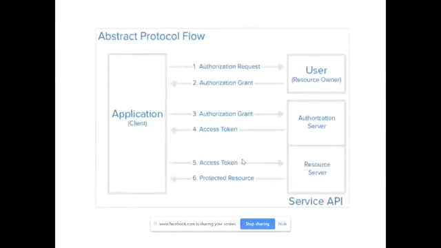Okay, so we'll understand it more with the help of this diagram. So this is my application and it is a client. Okay, this is my application, my web application, my mobile application. It is a client. There is a user, which is the resource owner. There is an authorization server and there is a resource server.